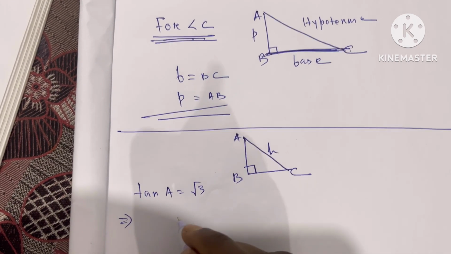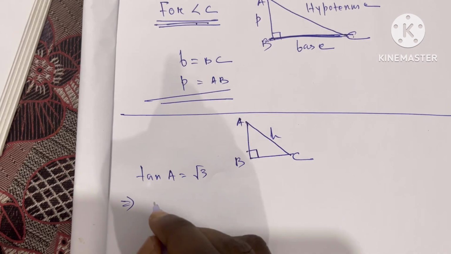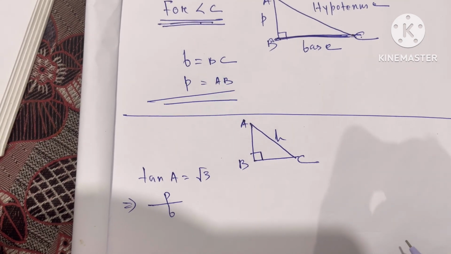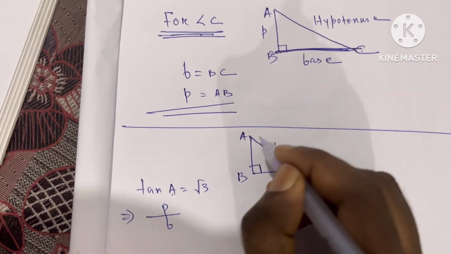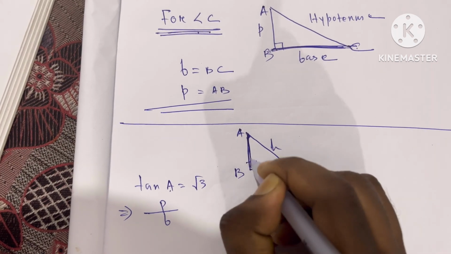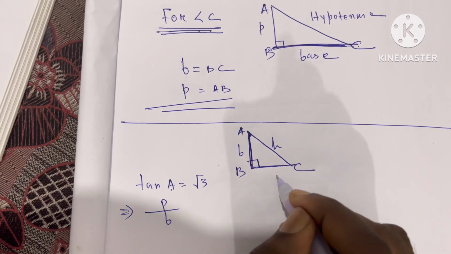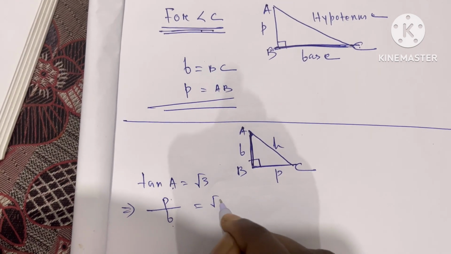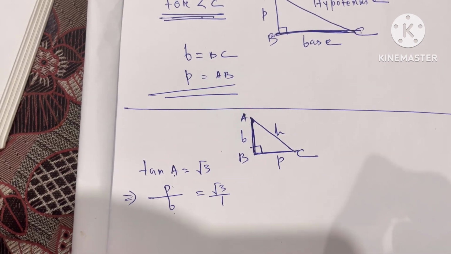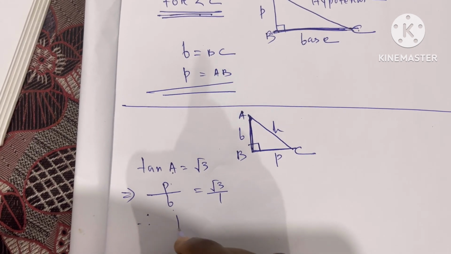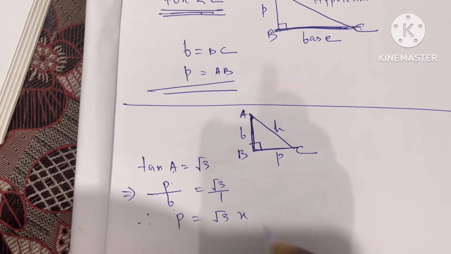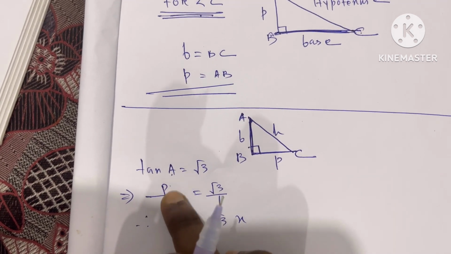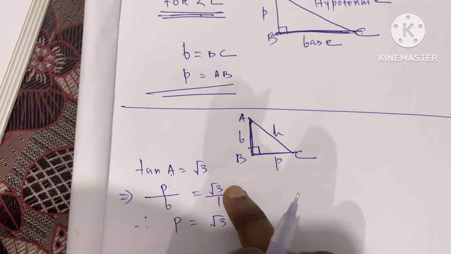So as you know, the ratio formula of tan A is equal to P by B, which means I consider angle A. So AB will be my base, and this will be my perpendicular. So tan A is equal to P by B, which is equal to root over 3. Root over 3 can be written as root over 3 by 1. So the value of P will be root over 3x. Why do I multiply root 3 with x? Because the ratio of P by B is root over 3 by 1.